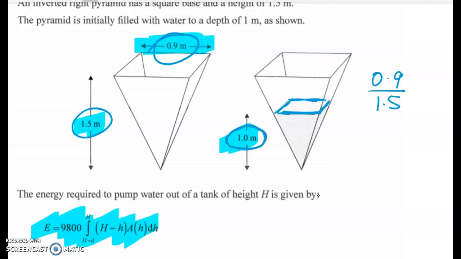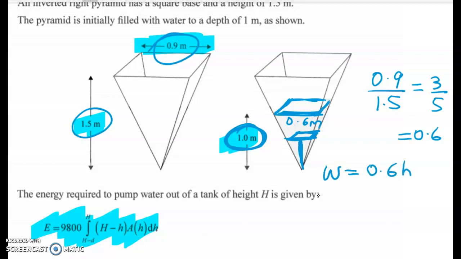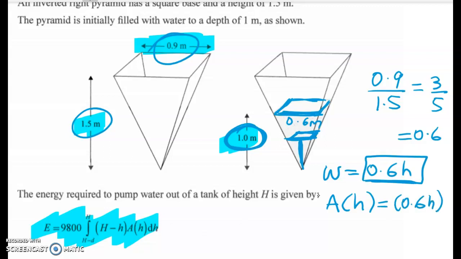And so you can figure out that if we were full up at 1 metre, we'd have to have that same ratio. So 9 over 15 works out to be 3/5 or 0.6. So when we're at 1 metre here, we'll be at 0.6 metres here. But more generally, that lets us figure out the surface area anywhere, linked with height like this. So we've got the width is equal to 0.6 times the height. And so the surface area, because it's a square, is going to be just that squared.